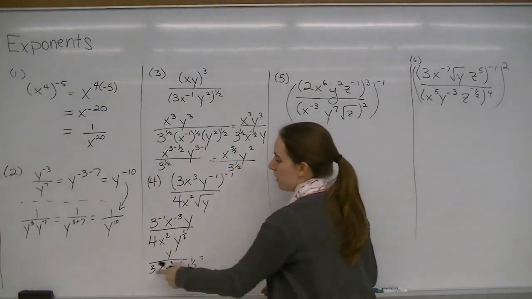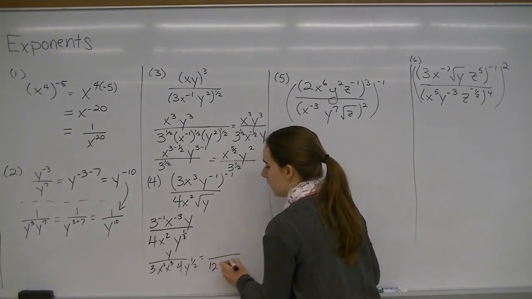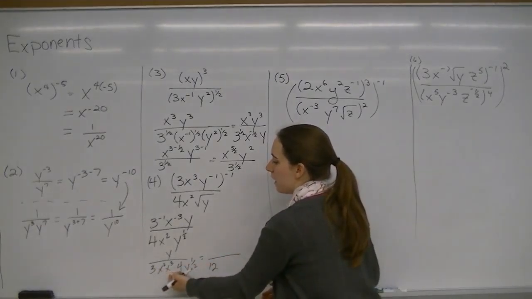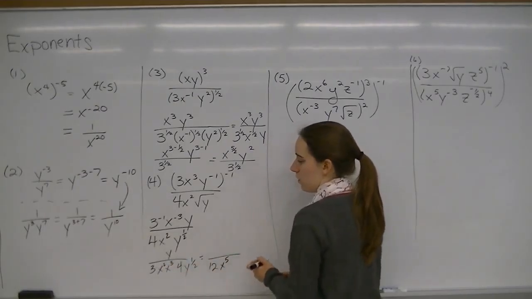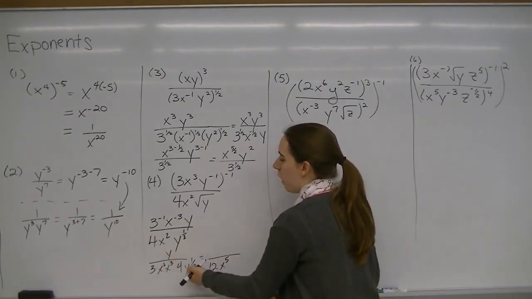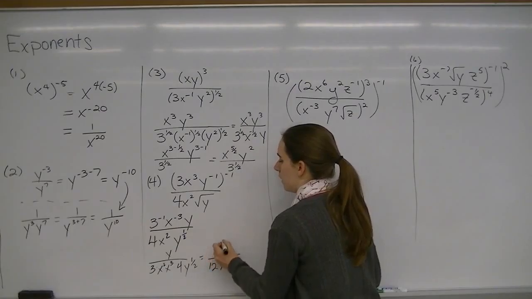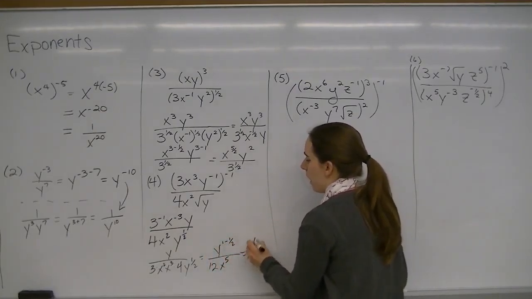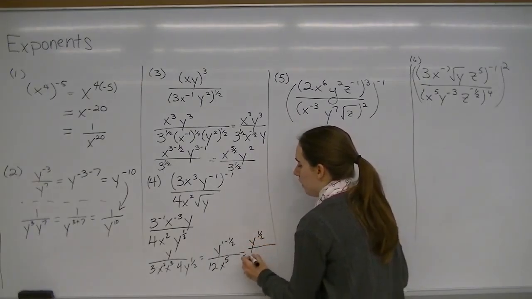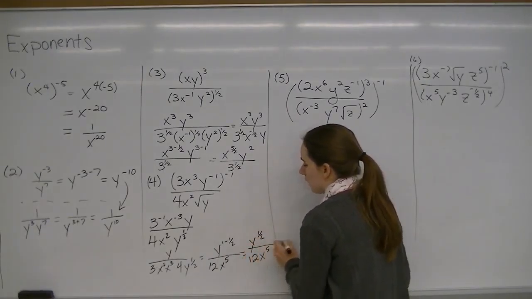So we get 3 times 4 is 12. X squared times x cubed is x to the 5th, because I can add those powers. And then I have y on the top and y to the 1/2 on the bottom. I subtract those powers. I get y to the 1/2 over 12 x to the 5th.